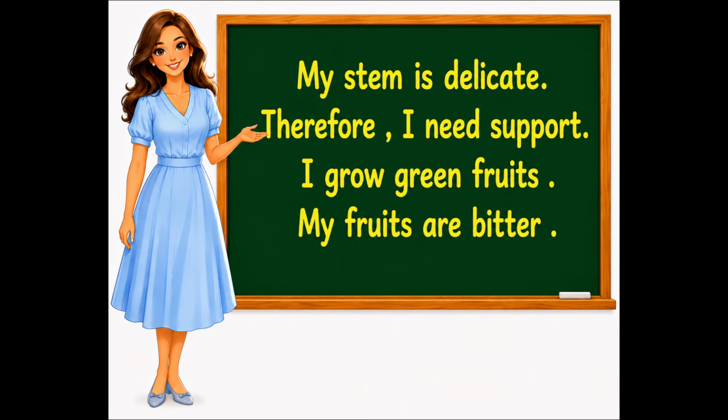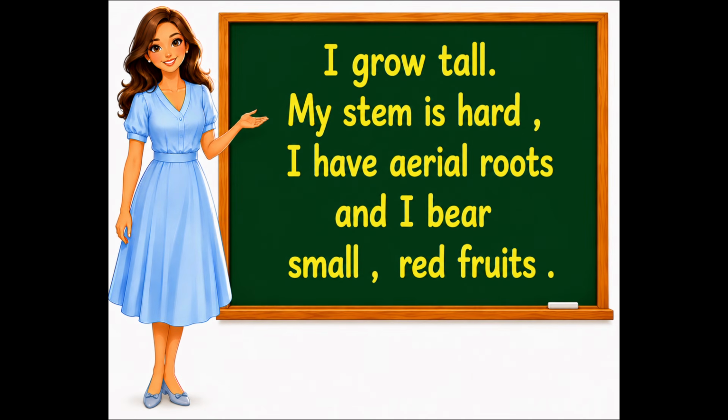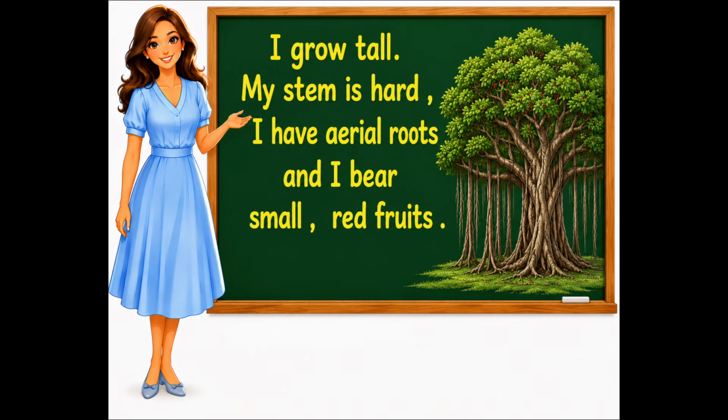My stem is delicate. Therefore, I need support. I grow green fruits. My fruits are bitter. Who am I? Bitter gourd. In Hindi we say karela. I grow tall. My stem is hard. I have aerial roots and I bear small red fruits. Who am I? The banyan tree.